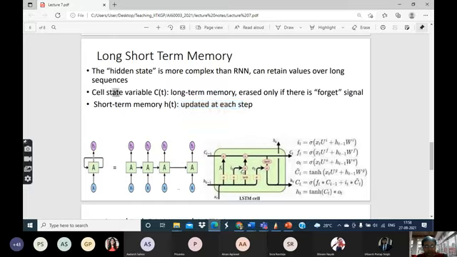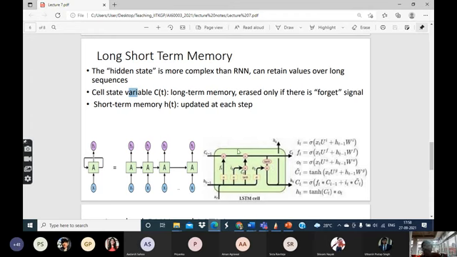But this long-term memory is not always updated. Either its previous value is chosen, or it is updated only if there is a signal to update it. Now, who generates that signal? The cell only generates that signal based on the input.